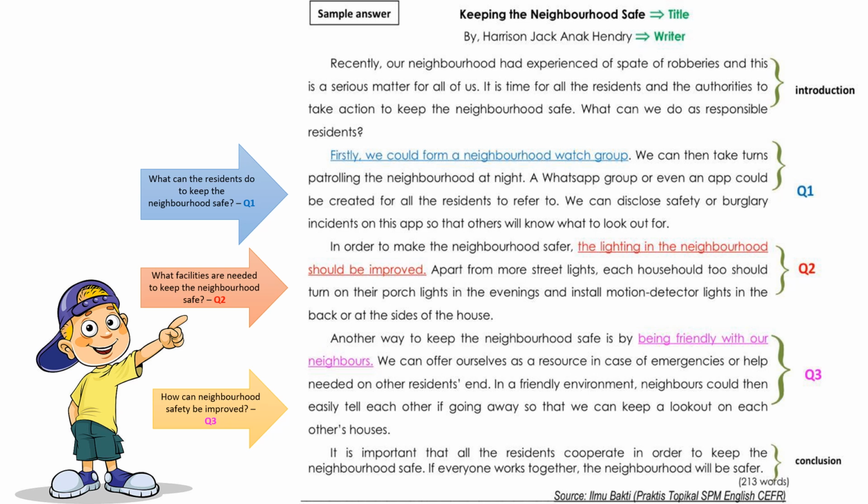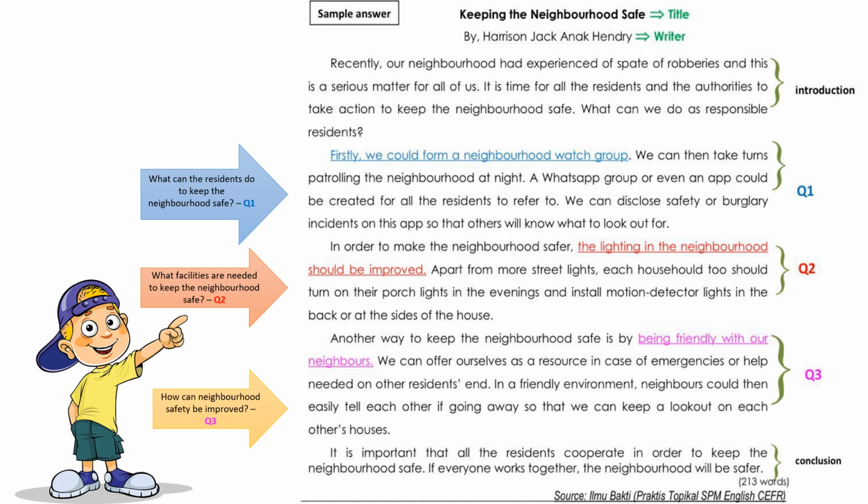Recently, our neighborhood had experienced a spate of robberies, and this is a serious matter for all of us. It is time for all the residents and the authorities to take action to keep the neighborhood safe. What can we do as responsible residents? Firstly, we could form a neighborhood watch group. We can then take turns patrolling the neighborhood at night. A WhatsApp group or even an app could be created for all the residents to refer to. We can disclose safety or burglary incidents on this app so that others will know what to look out for.